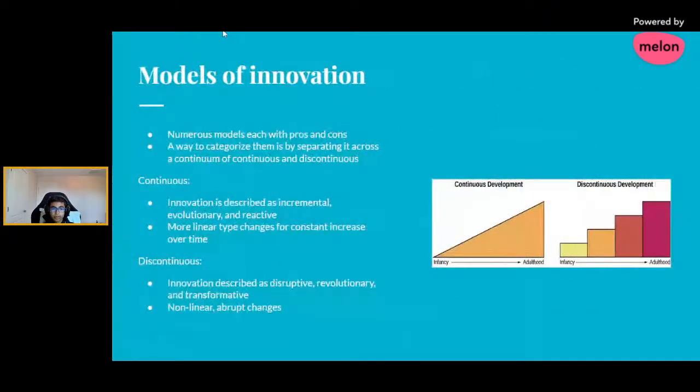So here are some models of innovation. You have continuous development and discontinuous development. There are numerous models, each with their pros and cons, and a way to categorize them is by separating it across a continuum of continuous and discontinuous.